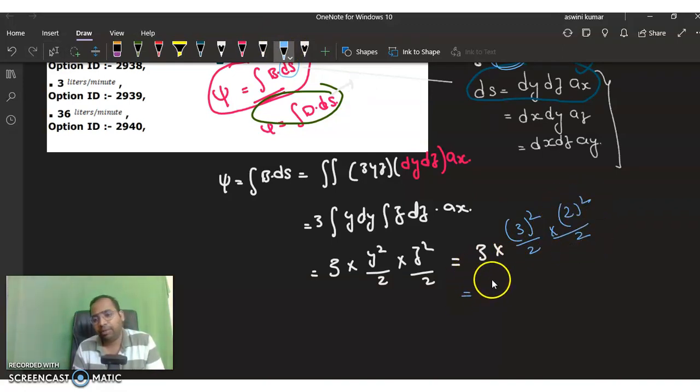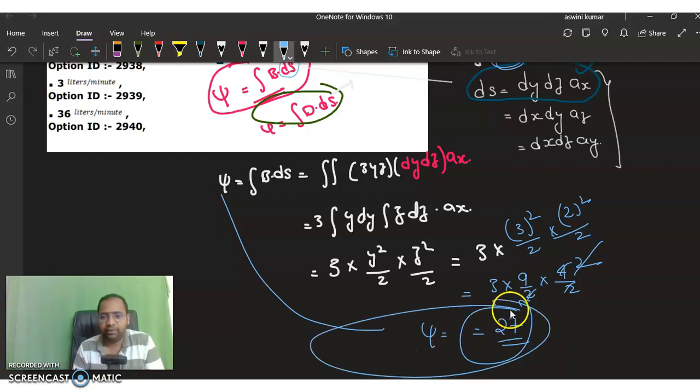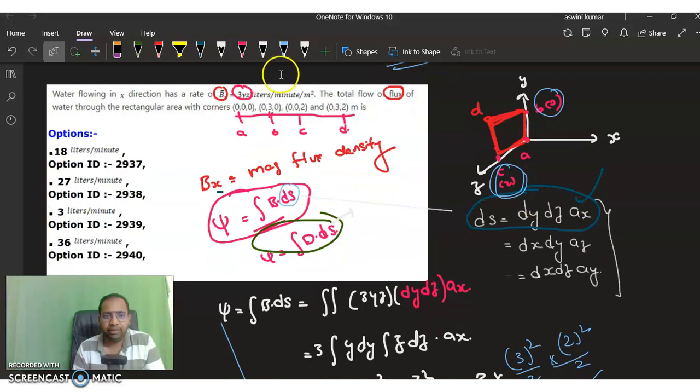Now by simplification, 3 into 9 divided by 2 into 4 divided by 2. So 2 and 2 get cancelled. Then finally we will get 3 nines, 27. Got it? So 3 nines 27. That means I got the flux. Flux is equal to 27 liters per minute. Got it? So for this one the answer can be taken as 27 liters per minute.